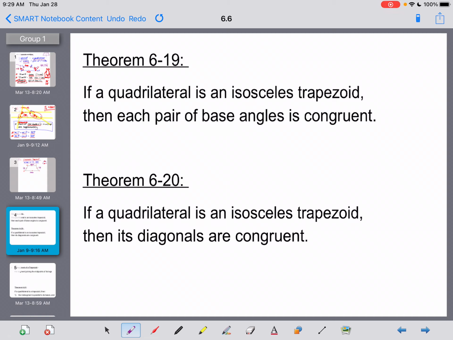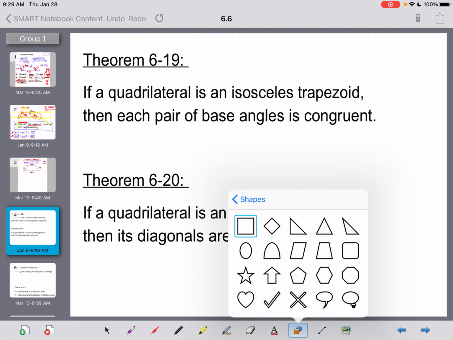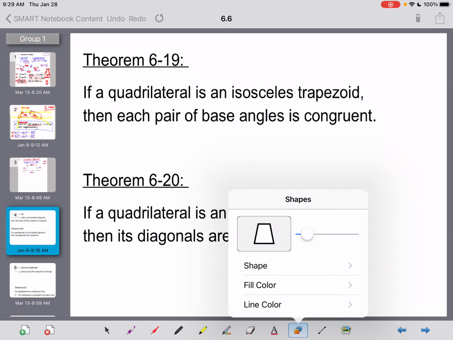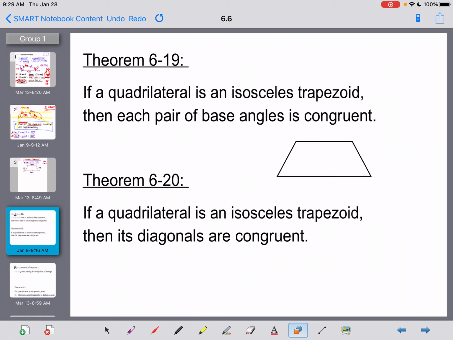If a quadrilateral is an isosceles trapezoid, then each pair of base angles is going to be congruent. My smartboard, even the app I have on my iPad right here, has a tool for making trapezoids, but you'll notice it only works for isosceles trapezoids. Okay, not really important, but anyway. All right, so let's draw ourselves an isosceles trapezoid that looks something like this.